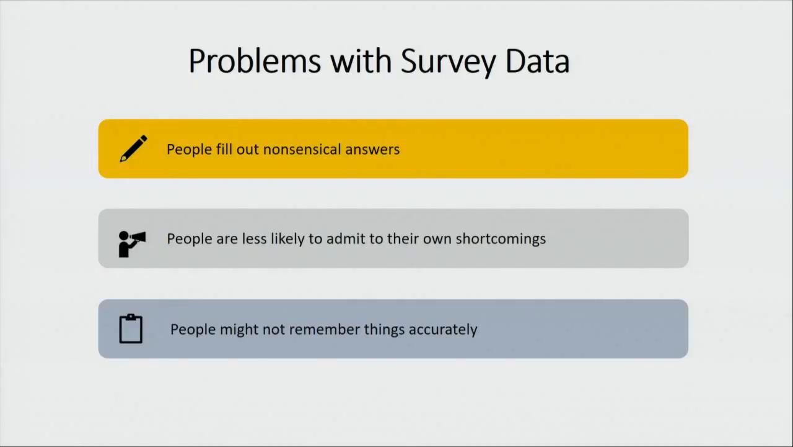So when we were looking at this data, we noticed a few things that we thought were a little bit problematic. And so I would just like to briefly mention what they are, but in the next few slides, I will definitely get deeper into them. So the first one is that people fill out nonsensical answers. The second one is that people are less likely to admit to their own shortcomings. The last one is that people might not remember things as accurately as we would assume.